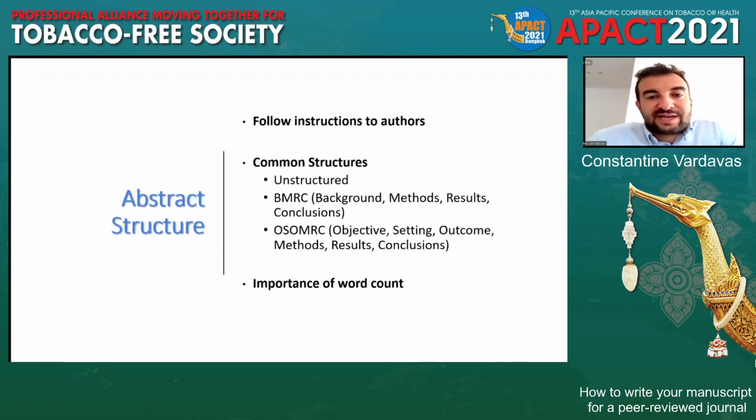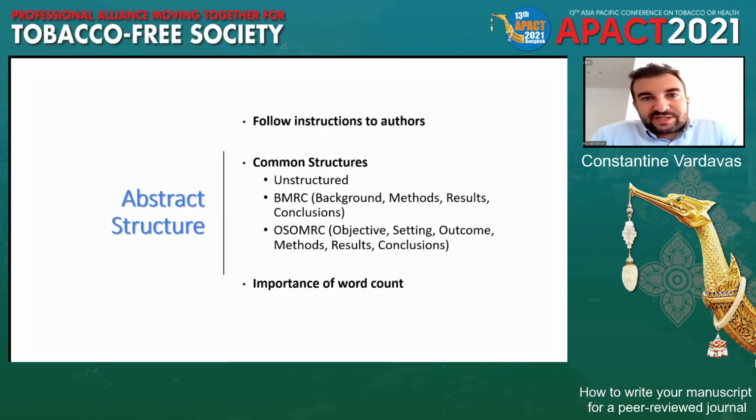Common structures: you may have unstructured abstracts, which is just a paragraph, or you may have an abstract that has a background, methods, results, conclusions. You may also have a type of abstract that has objective, setting, outcome, methods, results, conclusions. So you check for the journal that you're submitting to, and based on the journal you're submitting to, you write an appropriate abstract. The abstract, in other words, is journal specific. Some want a background, some want objective and settings, things like that.